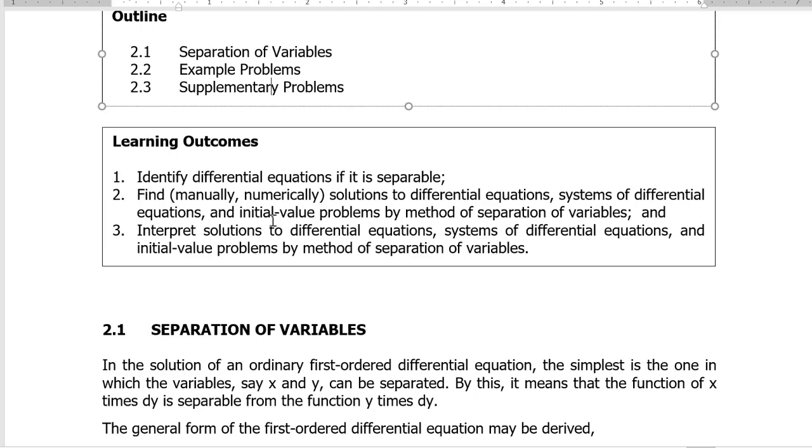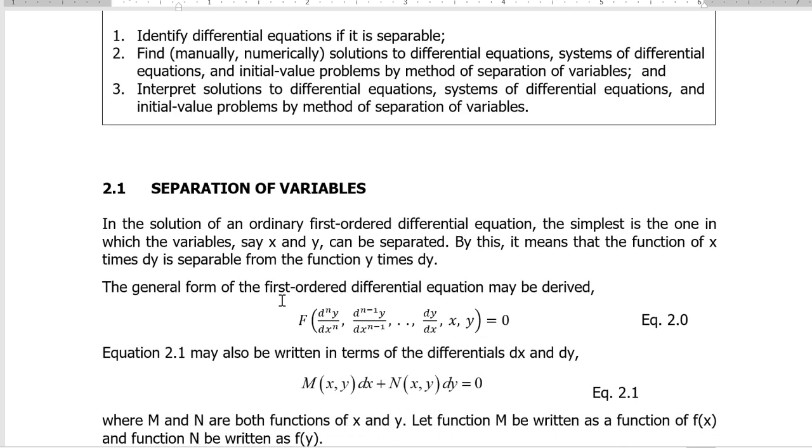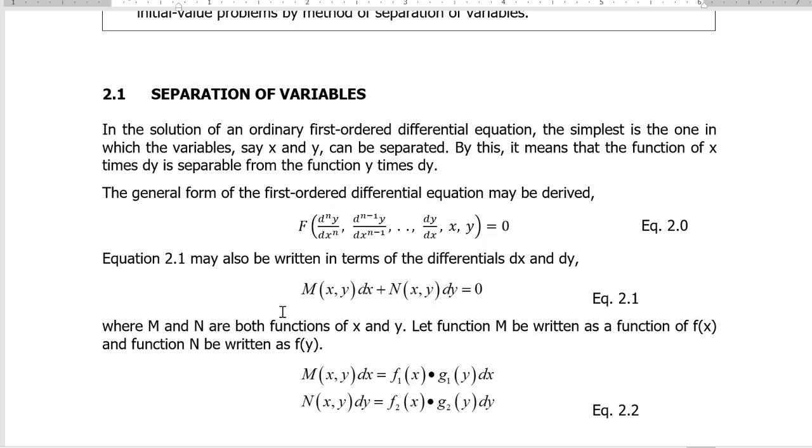Here we also have what we call general and particular solutions. So, we will also solve those, not just the general solution. And then, we can also interpret solutions to differential equations, system of DE, and initial value problems by the method of separation of variables. So, let's start with separation of variables.